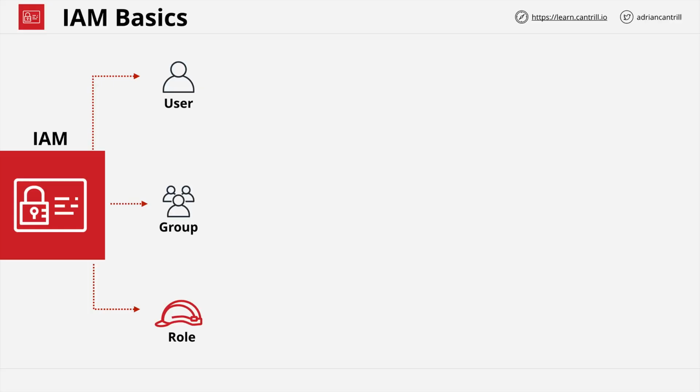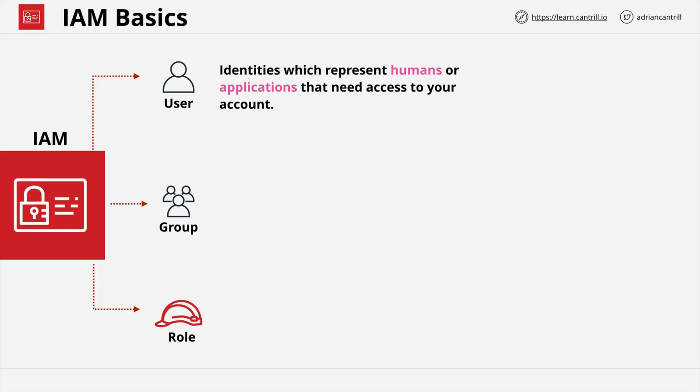Now, users represent humans or applications that need access to your AWS account. If Bob from accounting needs access to AWS billing, or Jane from infrastructure needs access to create and terminate EC2 virtual machines, known as instances, then generally Bob and Jane will have an IAM user created inside the IAM service. But IAM users can also be used for applications. If you have a backup application, it might also use an IAM user to log into your account and do those backups.